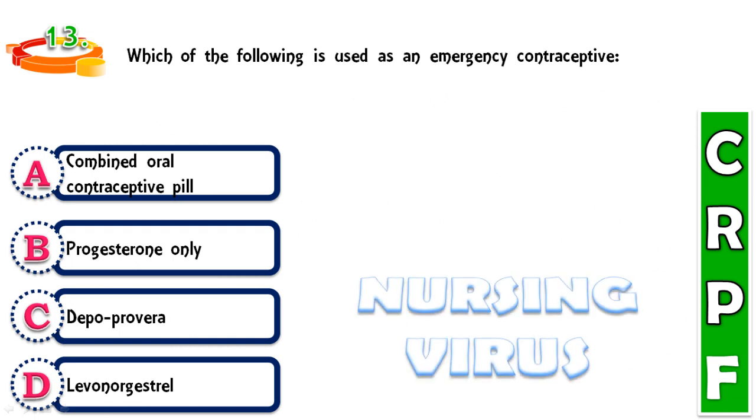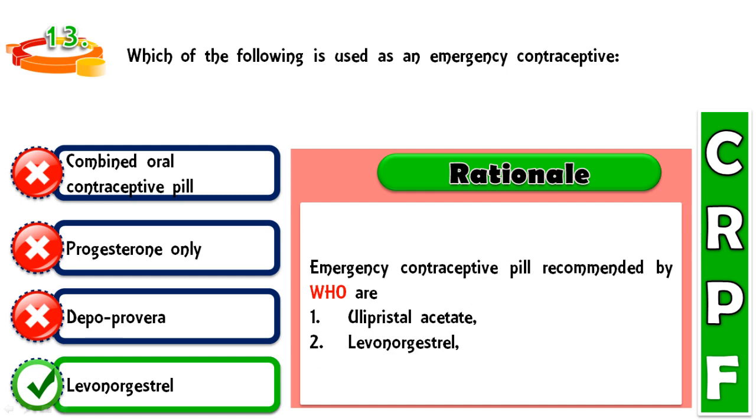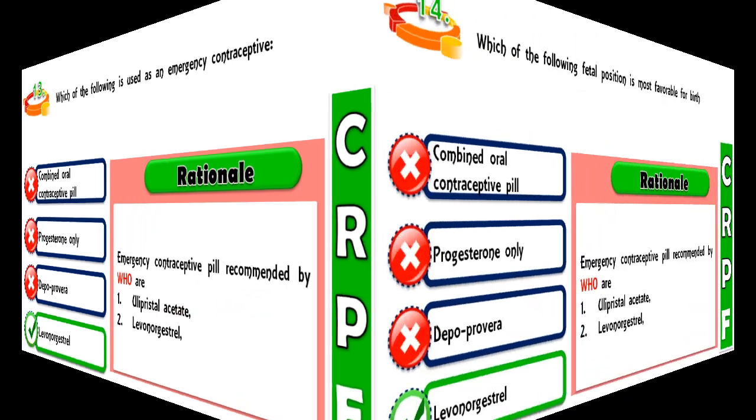13. Which of the following is used as an emergency contraceptive? Combined oral contraceptive pill, progesterone only, Depo-Provera, levonorgestrel. So the correct answer is levonorgestrel. A few of the contraceptive pills recommended by the WHO as emergency contraceptives are ulipristal acetate and levonorgestrel. These are the two pills recommended by the WHO itself.